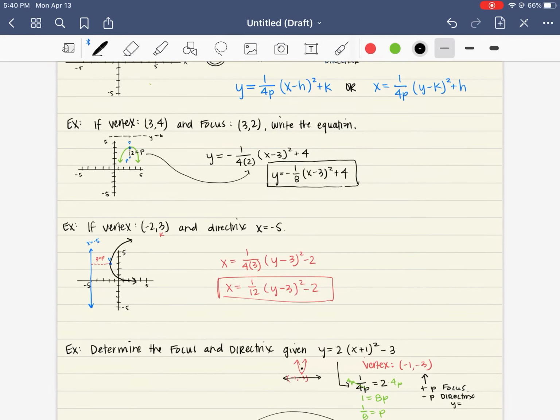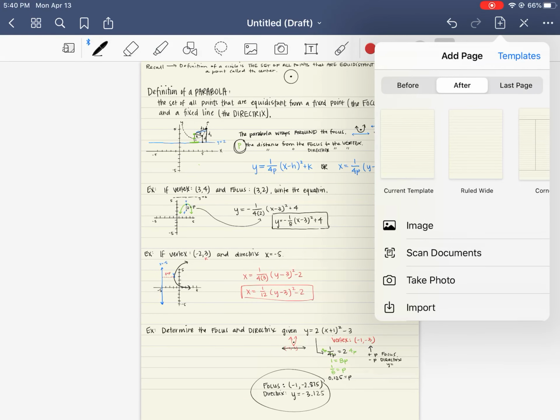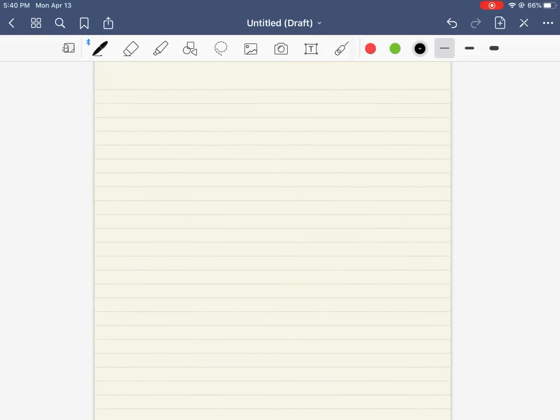Okay. I'm going to do one more. I know this one's getting long, but I want to make sure that we understand where this is coming from. Oh, I guess I have to add a page because that's a thing.